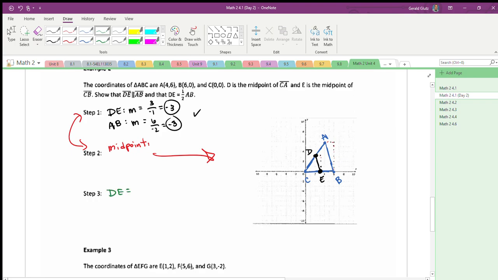So DE is going to be equal to, I like to use the Pythagorean theorem. If you wanted to use the distance formula, that's totally fine. So this length was 3, this was 1. So I'll make my little right triangle here. 3 squared plus 1 squared is equal to C squared. So we're going to get square root of 10 equals C.